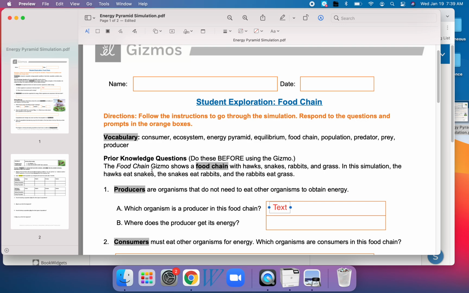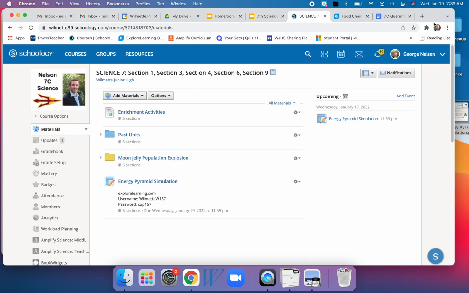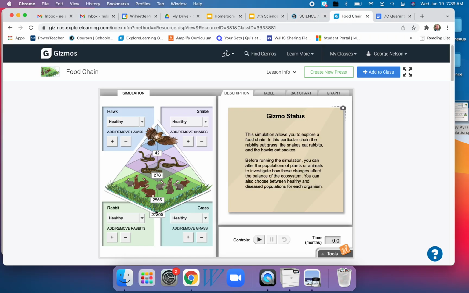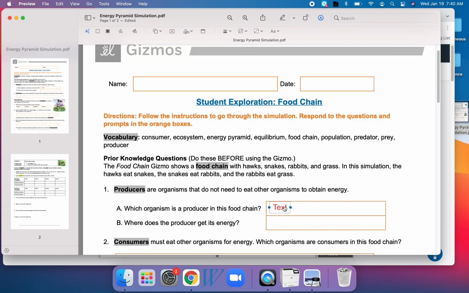We're going to use the food chain gizmo and show the food chain with hawks, snakes, rabbits, and grass in this simulation. The hawks eat the snakes, the snakes eat the rabbits, and the rabbits eat the grass. Producers are organisms that do not need to eat other organisms to attain their energy. Which organism is the producer in the food chain? If we go on the simulation, we look down here. Oh, look at our graphs. The grass is the producer. So you can just write grass in here.